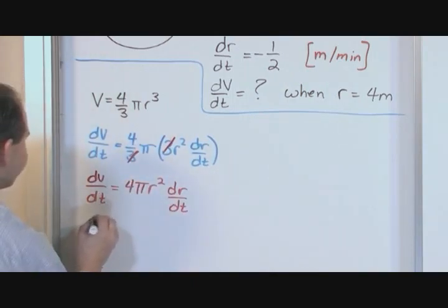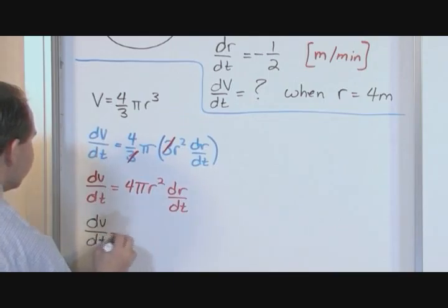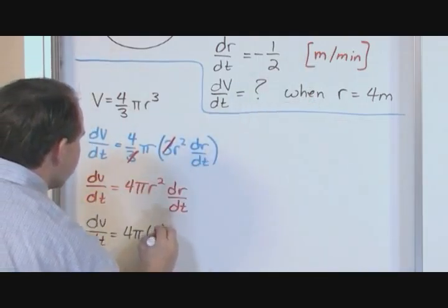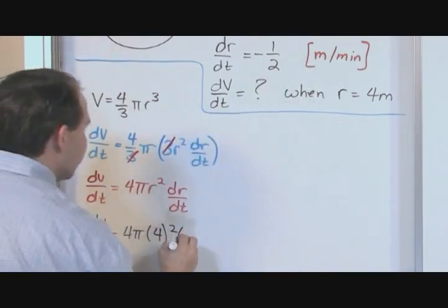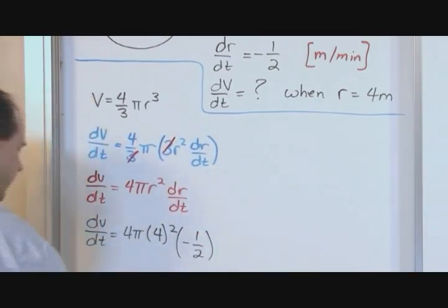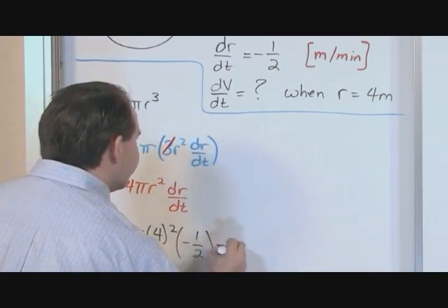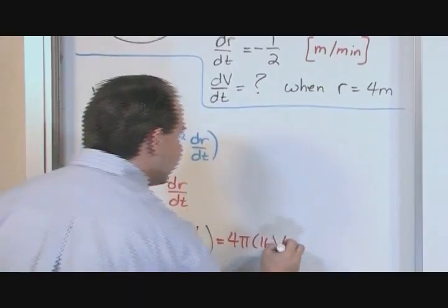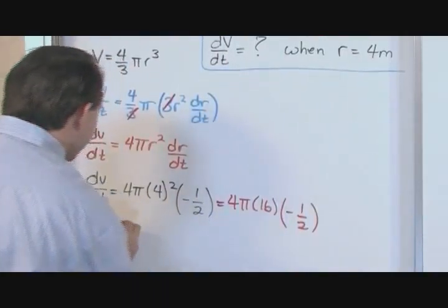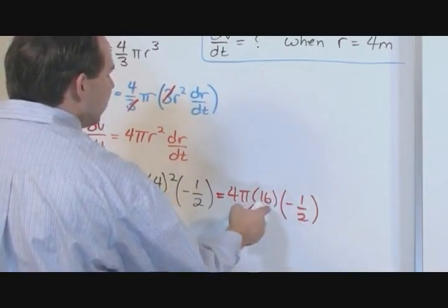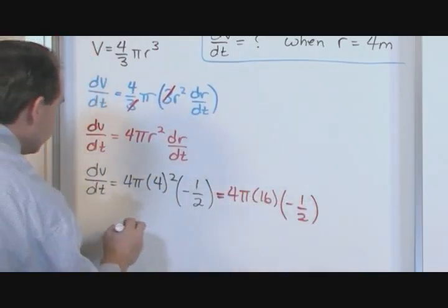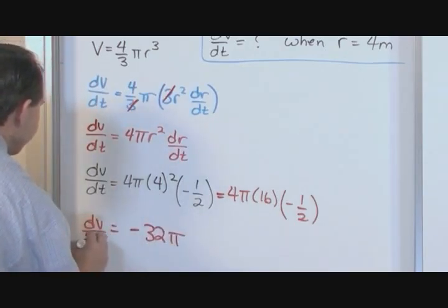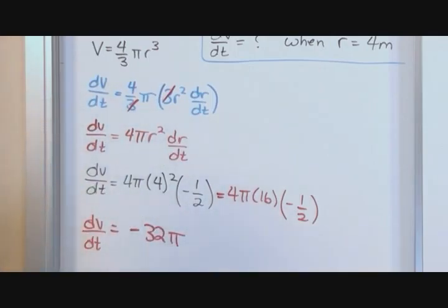So dV/dt is equal to 4 pi. The radius is 4, so we'll do 4 squared. This derivative is -1/2. So what you're going to have is 4 pi times 16, times -1/2. Then just continuing to do the math, 2 divided by 16 is going to give us 8, and then 8 times 4 is 32, so we'll have -32 pi. So that's dV/dt. This is the answer, but try to relate it back to units.